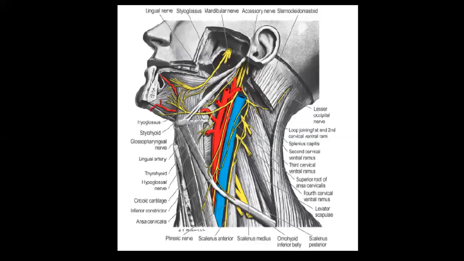So what are the contents of carotid sheath? What are the contents of carotid triangle? Carotid triangle boundaries. Contents are carotid sheath and its contents, ansa cervicalis, four cranial nerves. These all come under contents of carotid triangle.